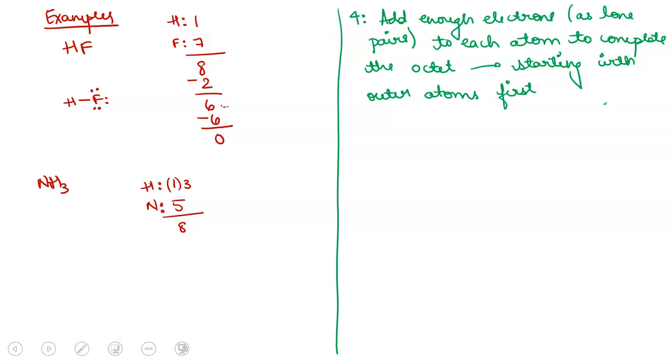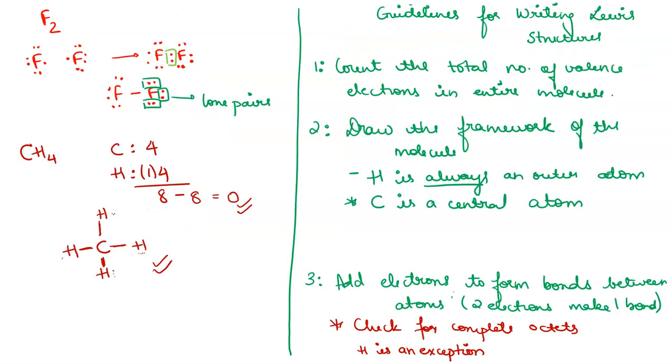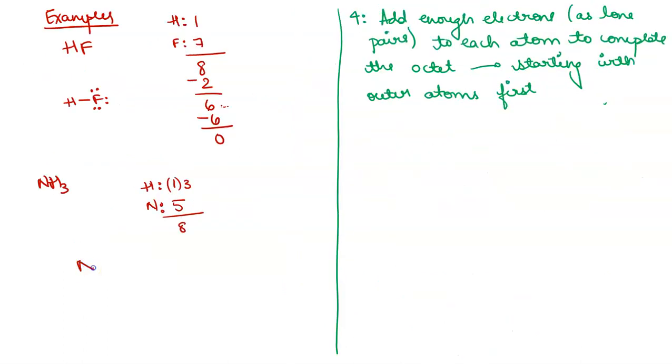All right, step number 2 is to build your framework. So in that framework, remember, you want to always put hydrogen as an outer atom. All right, so we're going to place nitrogen in the middle. And there are 3 hydrogens, so it doesn't matter how you put them. You could have one on the top instead of the one on the bottom, doesn't really matter to me. Okay, but I'm going to place mine like this. So 3 hydrogens around that nitrogen. Step number 3 is to add enough electrons to make bonds between your atoms.